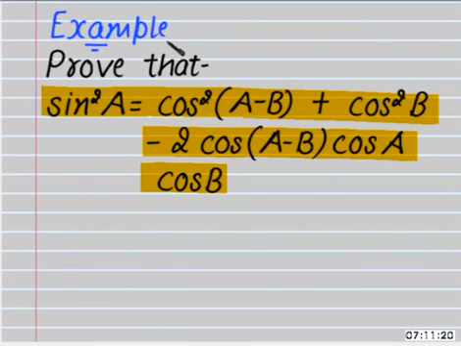Now let's see an example. Prove that sin square A is equal to cos square of A minus B plus cos square B minus 2 into cos of A minus B into cos A into cos B.